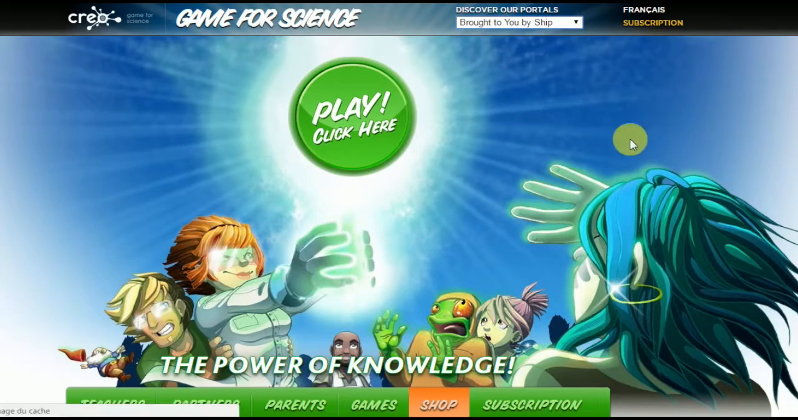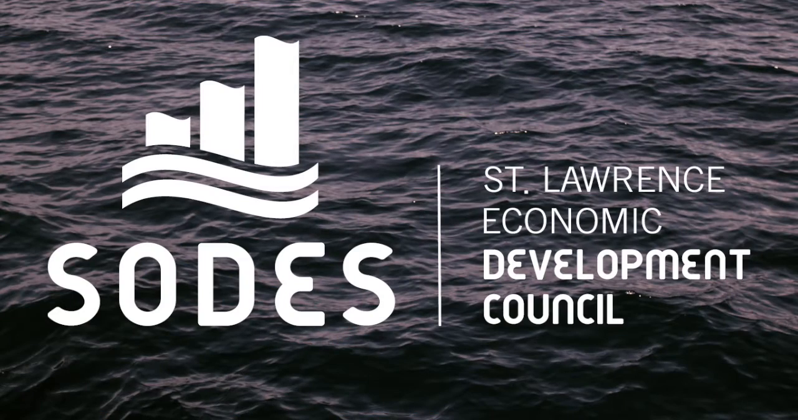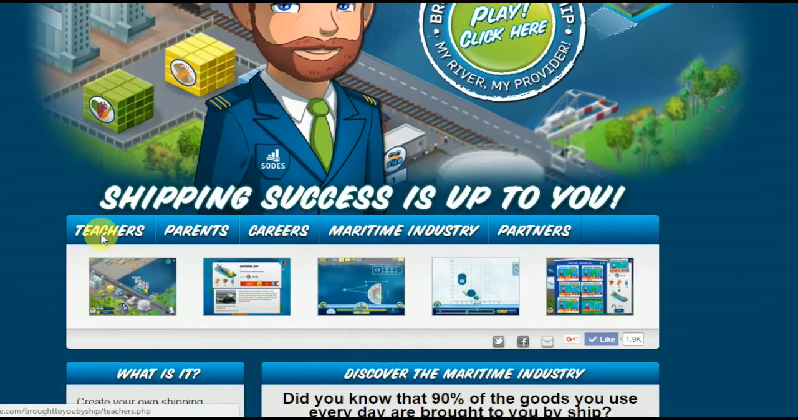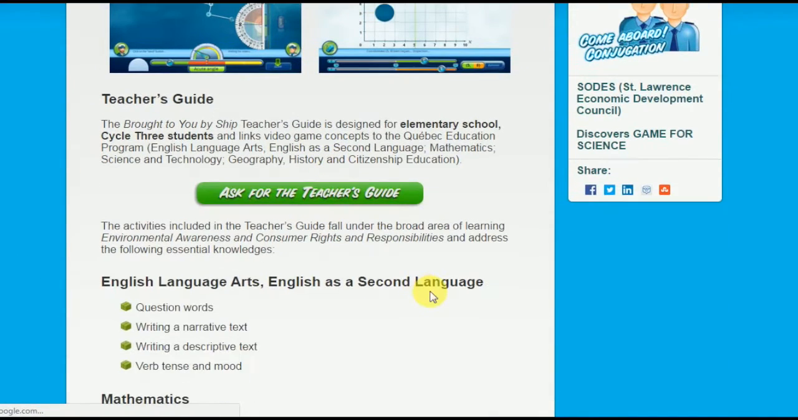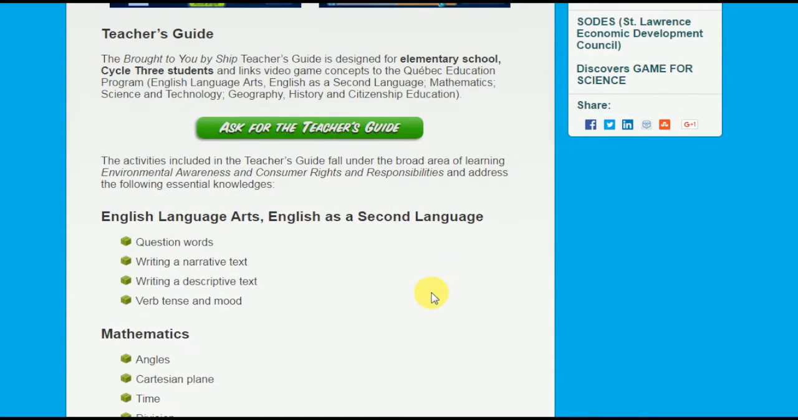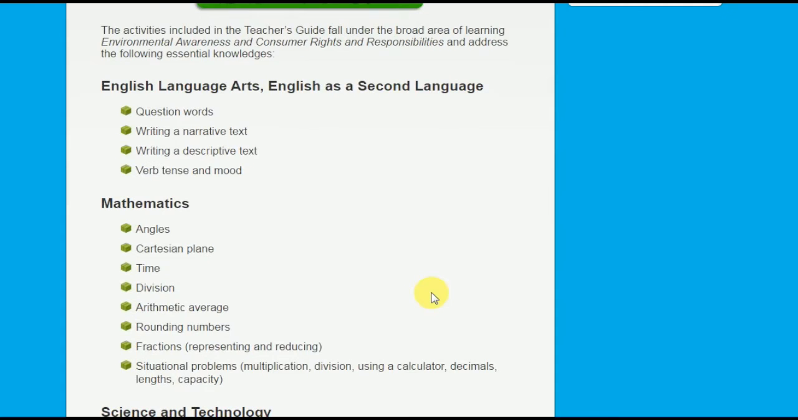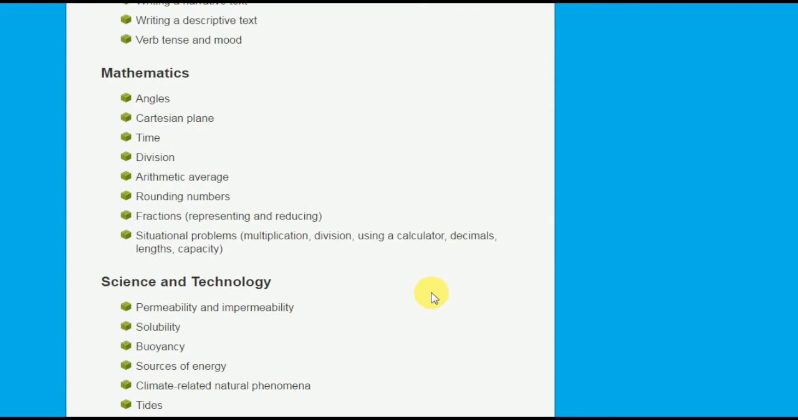Available on Game for Science and accessible directly at www.gameforscience.com/brought-to-you-by-ship, this extraordinary resource was developed in collaboration with SODES, the Saint-Laurent Economic Development Council. For further information, see the Brought to You by Ship portal's Teacher section. Here, you can ask for the Teacher's Guide, which enables you to take advantage of the portal's different resources to gamify the teaching of various subjects: mathematics, science and technology, and geography, history and citizenship education.